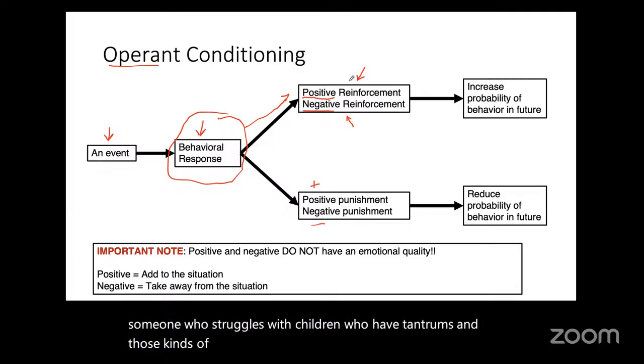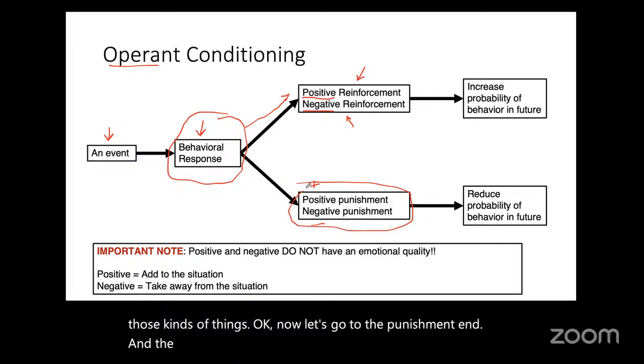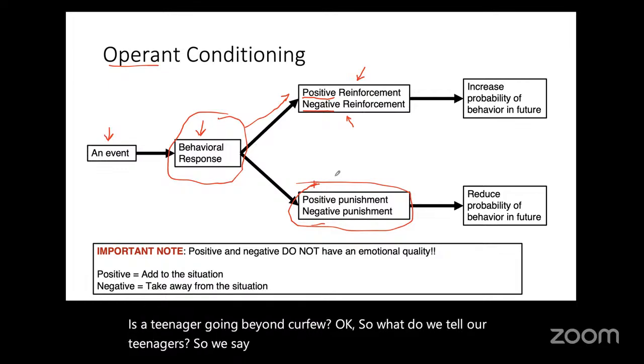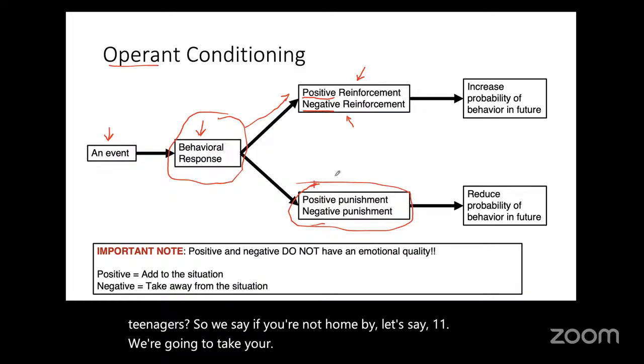Okay, now let's go to the punishment end. The example I like to use is a teenager going beyond curfew. So what do we tell our teenagers? We say, if you're not home by, let's say, 11, we're going to take your Xbox away.